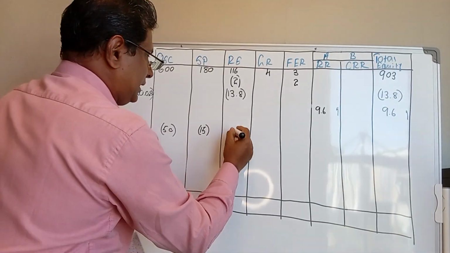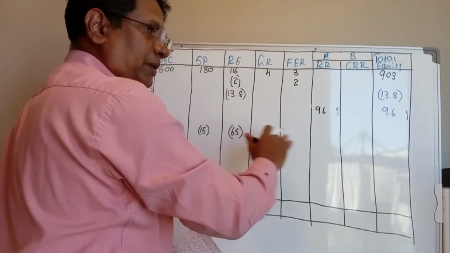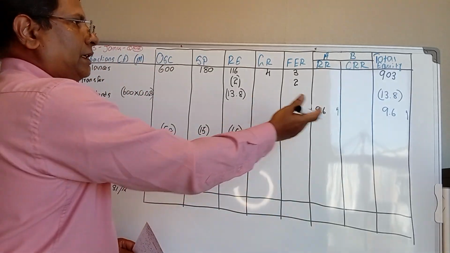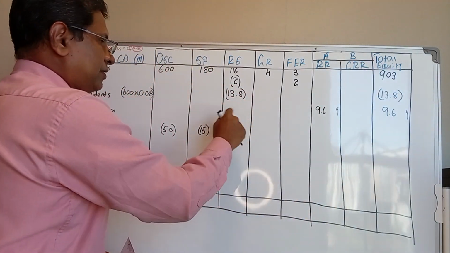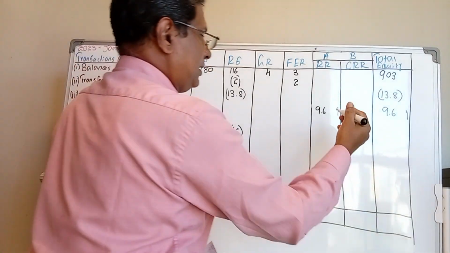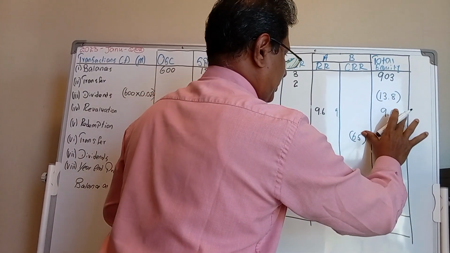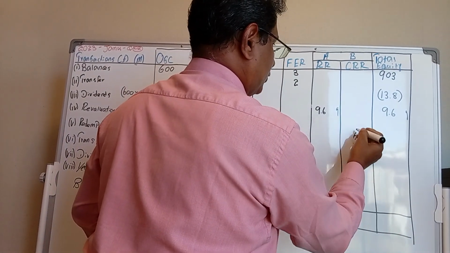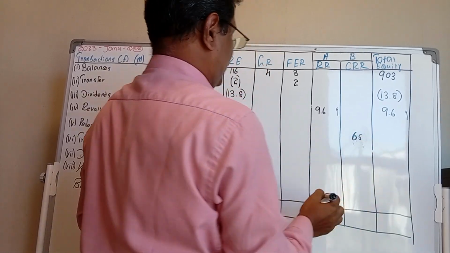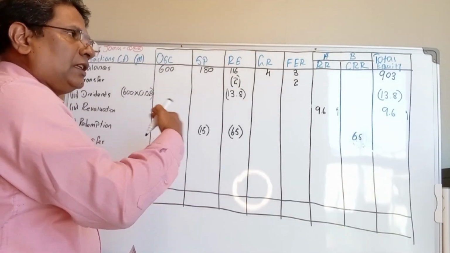Therefore, minus 65. That's the total amount of money that has gone out of the company because of the redemption. I create my column B as the capital redemption reserve. 65 minus from the retained earnings, 65 plus to the capital redemption reserve. Retained earnings minus 65 because we are debiting the retained earnings.